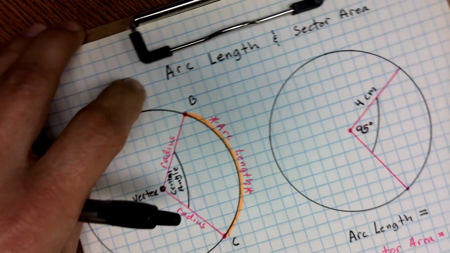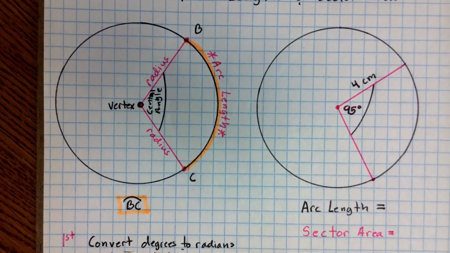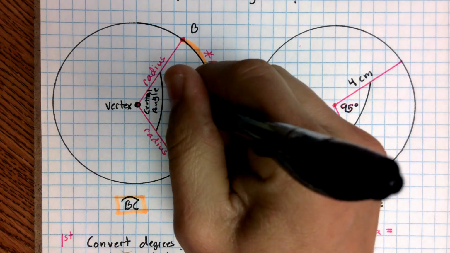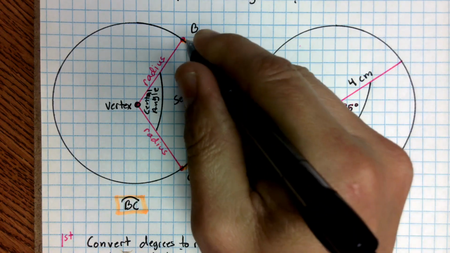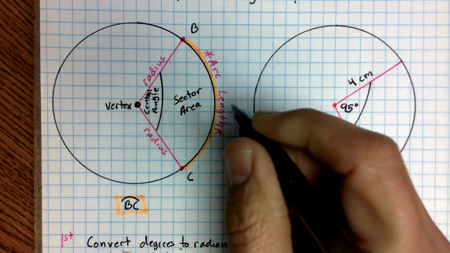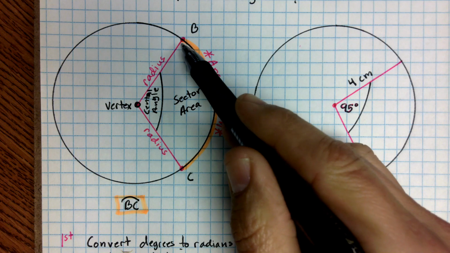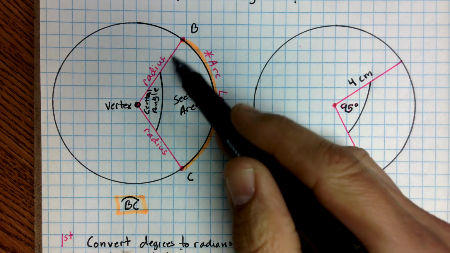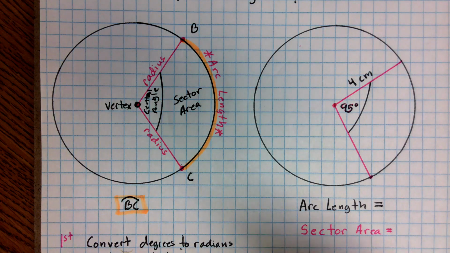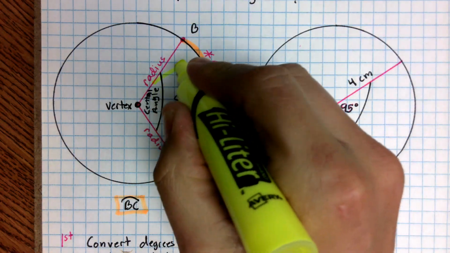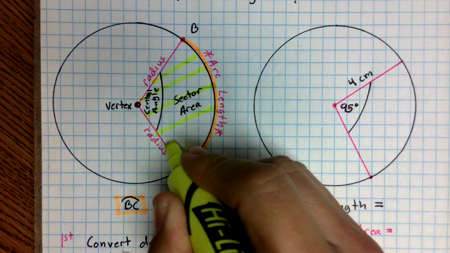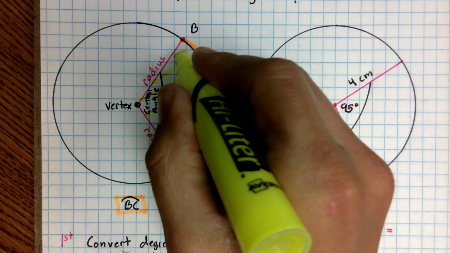The other thing that we want to find is what we call the sector area. When we talk about sector area, this whole area inside of here, imagine this is a slice of pizza. That whole slice would be called the sector area. We want to know how many little cubes can fit inside of this angle all the way up into the circumference. So I'm going to get my highlighter and highlight this whole inside. How many little cubes can we fit inside of this section of the circle?